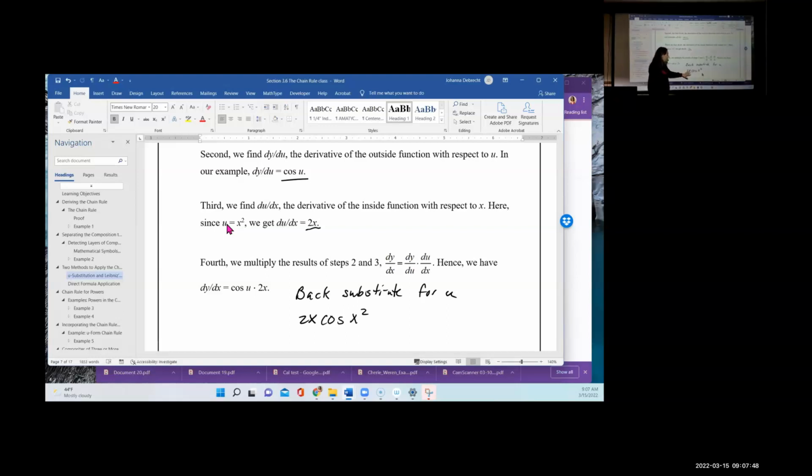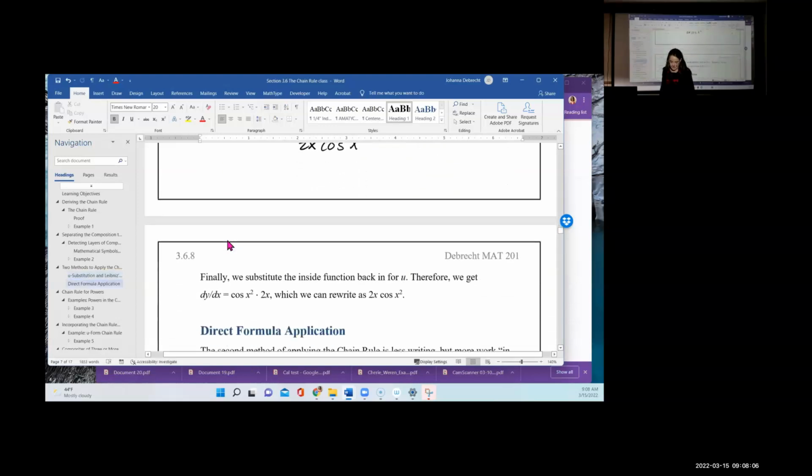Now, of course, the 2X could be written at the back, but the danger in putting it at the back is that it might look like it's part of the argument to the cosine. So we would typically move it to the front because cosine has an argument and we don't want to mistake the factor for the argument of the cosine function.